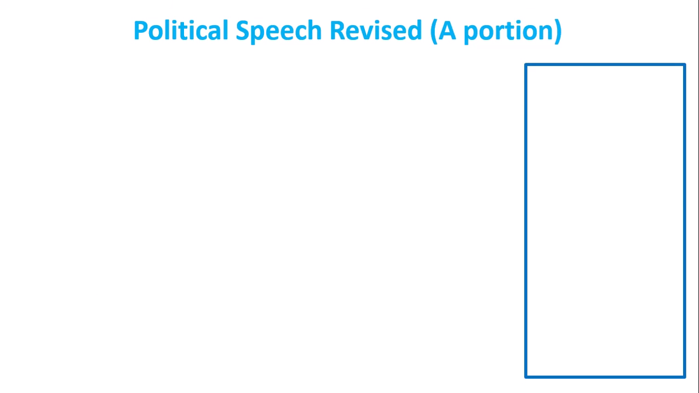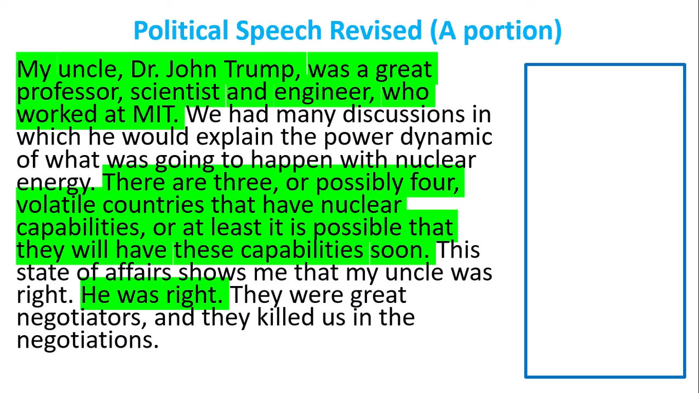But let's revise just a portion of this so that it does make a little bit more sense. I highlighted every other sentence just so you could see the variety. My uncle, Dr. John Trump, was a great professor, scientist, and engineer who worked at MIT. We had many discussions in which he would explain the power dynamic of what was going to happen with nuclear energy. There are 3 or possibly 4 volatile countries that have nuclear capabilities, or at least it is possible that they will have these capabilities soon. So here we have the "or," properly combining the clauses. And here we have "in which," again, properly joining those ideas.